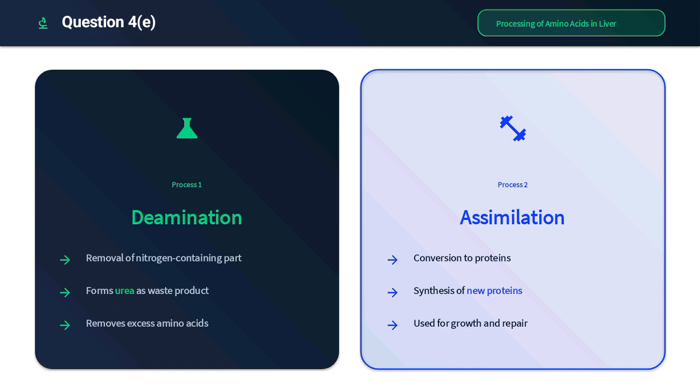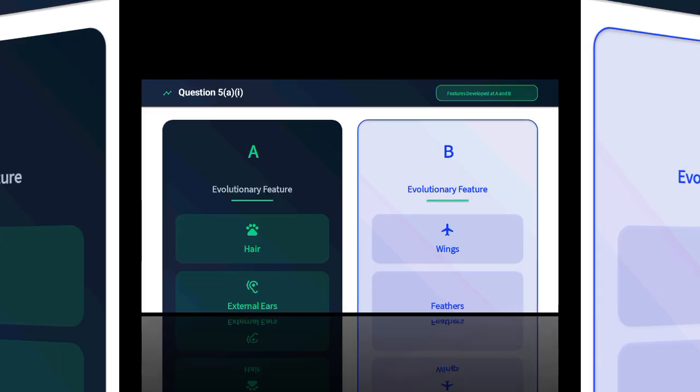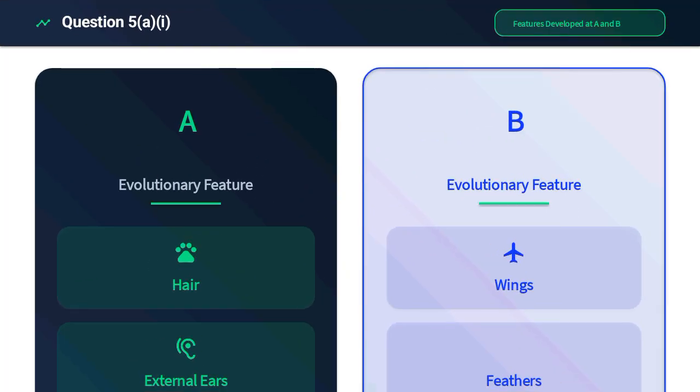Process 2 is assimilation. This means the liver converts amino acids into proteins that the body needs. These proteins include plasma proteins, clotting factors, and many others. So in summary, the liver either breaks down excess amino acids through deamination or uses them to build new proteins through assimilation. Question 5. Part A, Part 1, shows an evolutionary tree diagram.